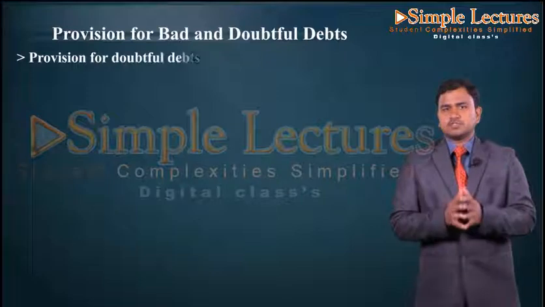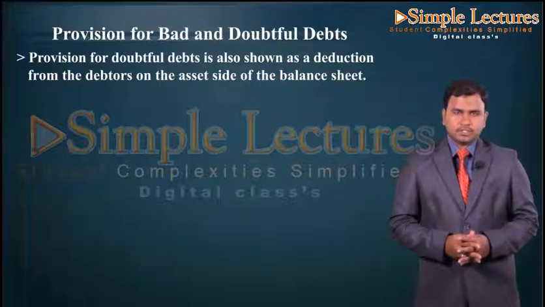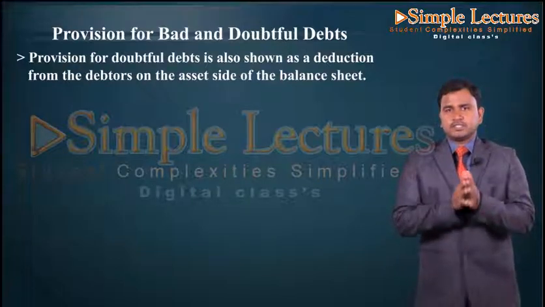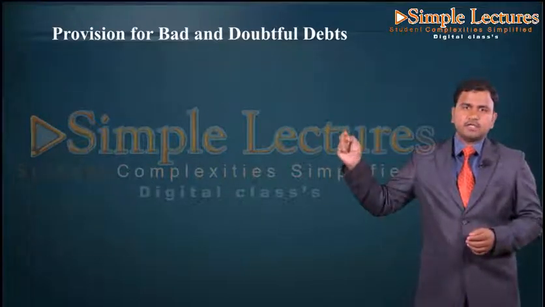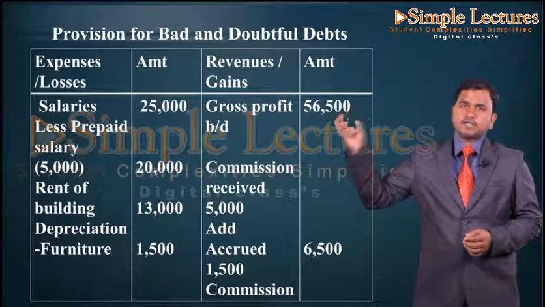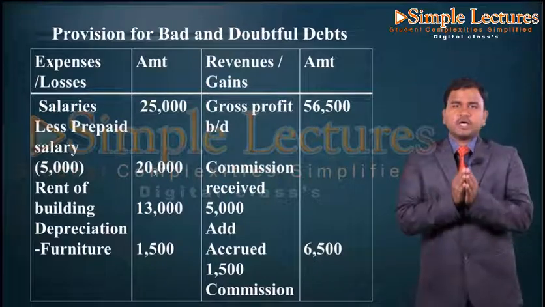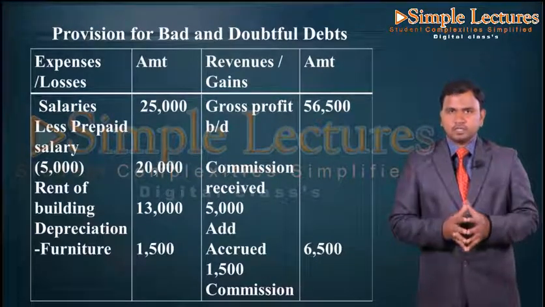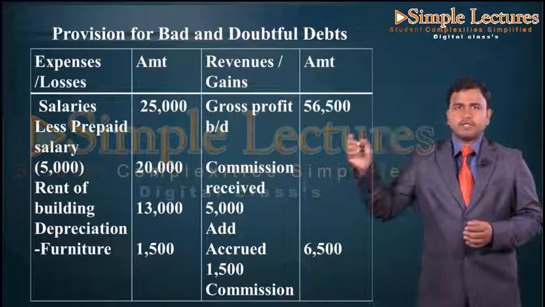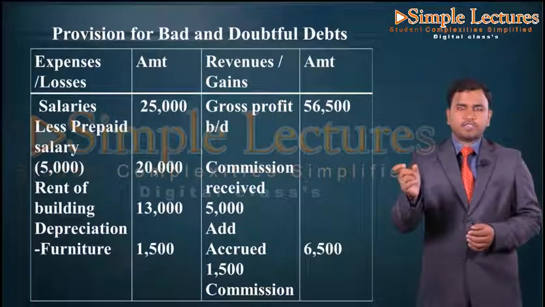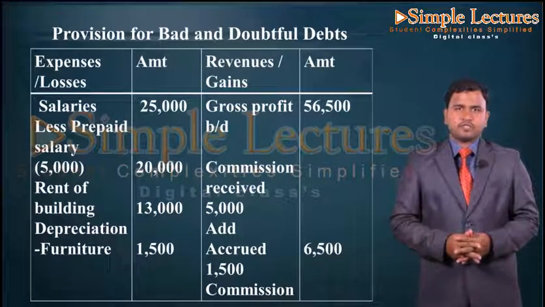Provision for doubtful debts is also shown as a deduction from the debtors on the asset side of the balance sheet. So here, provision for doubtful debts relates to the debtors value we have in the balance sheet. Currently we have 13,000. So Ankit is supposed to receive 13,000 from his debtors. We cannot assume that the entire 13,000 will be received. So we will make a reasonable provision that from that particular amount we will not receive so and so percentage, and that percentage will be reduced to find out the accurate profit for the financial year.